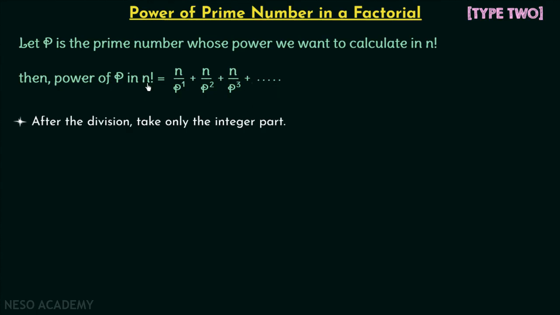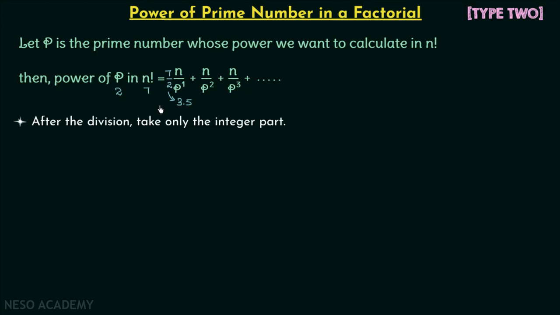For example, if n is equal to 7, we will have 7 factorial, and if P is equal to prime number 2, then we need to find the highest power of 2 in 7 factorial. Then focusing on the first term, we will have 7 divided by 2 power 1, which is 2. So 7 divided by 2, we will have 3.5.